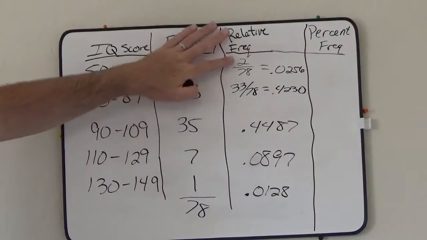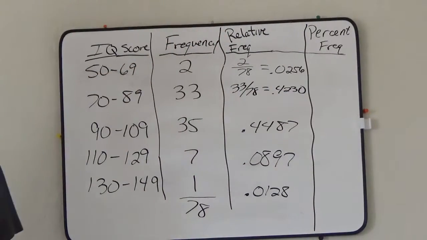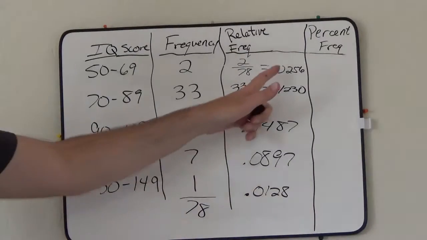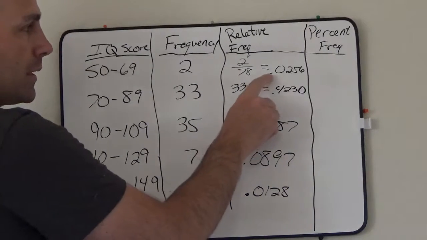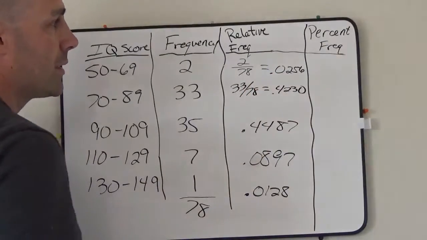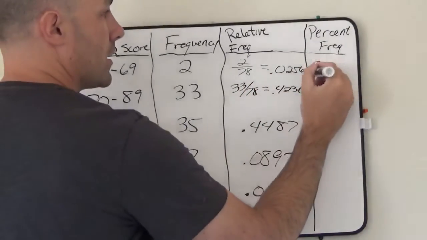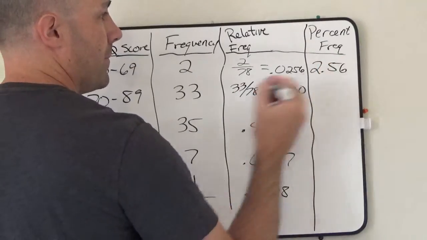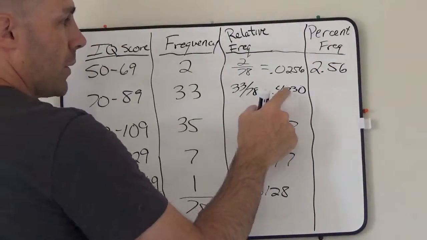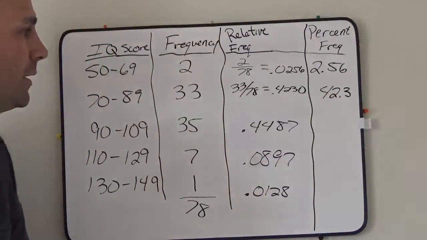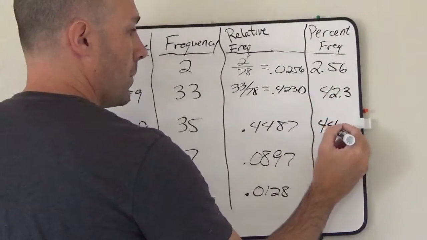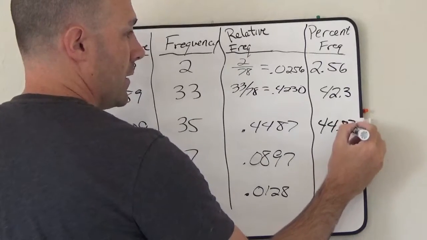This technically wouldn't be written in here because we would have used that to solve it, but this is your relative frequency, the decimal. Now guys, these technically are percentages of the overall value. Let's look at how we find percentage now. Percentage, we move the decimal twice to the right, so this becomes 2.56%. Move the decimal twice to the right, 42.3%. This one's 44.87%.